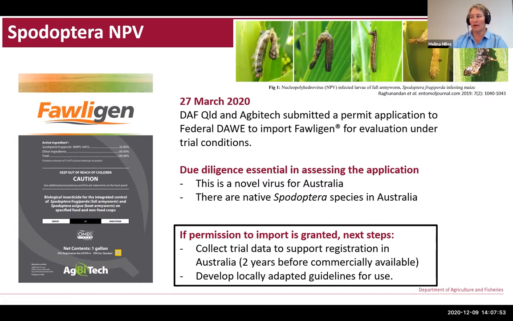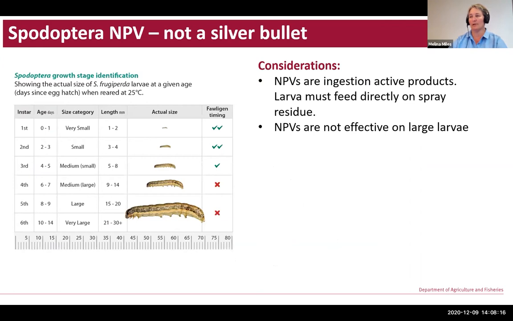And for those of you who have experience with NPV or were in the industry when Helicoverpa NPV was first introduced, you'll understand that there was a huge learning curve around the difference between applying a virus and getting it to work well and applying an insecticide and getting that to work well. And I think it will be no different with the Spodoptera NPV if we do manage to get a product in Australia. It's also really important to acknowledge that it's not a silver bullet. I think by AgBiotech's own admission, this is not a product that is highly efficacious. We're used to that with Helicoverpa NPV, a product that might provide you with 70, 80, 90% control, not a product that you would go out with alone under high pest pressure.